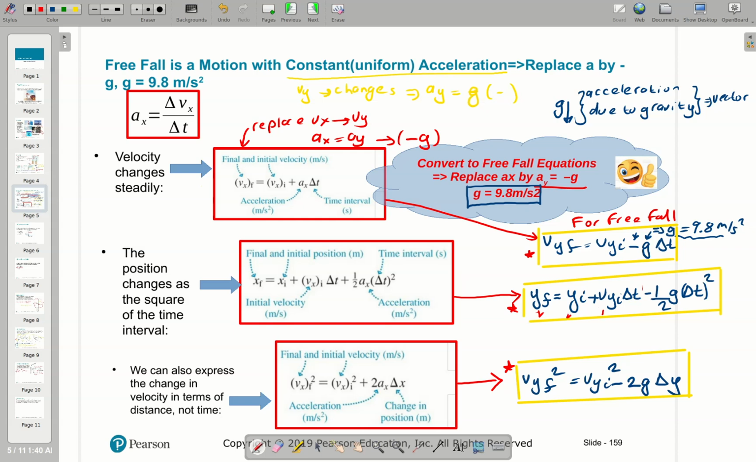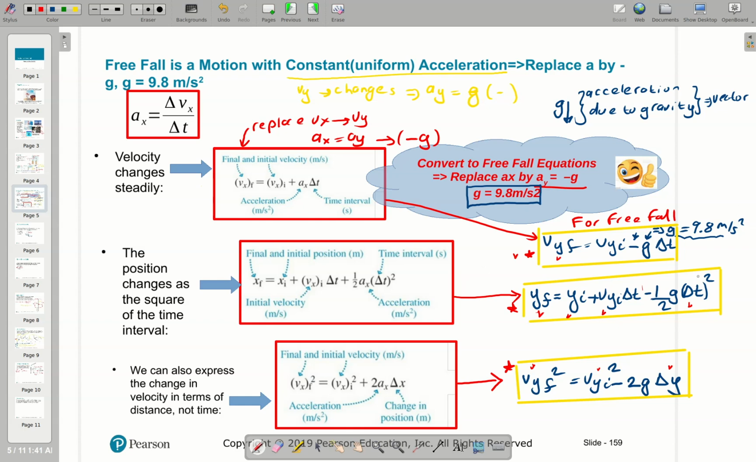I know this is 0. I can get the time from here and then use time to get the Vy final. That would work. Or I know delta y because I know y initial, y final. And I know Vy initial is 0. I can get Vy final, then input it in here to solve the problem. So either way will work.